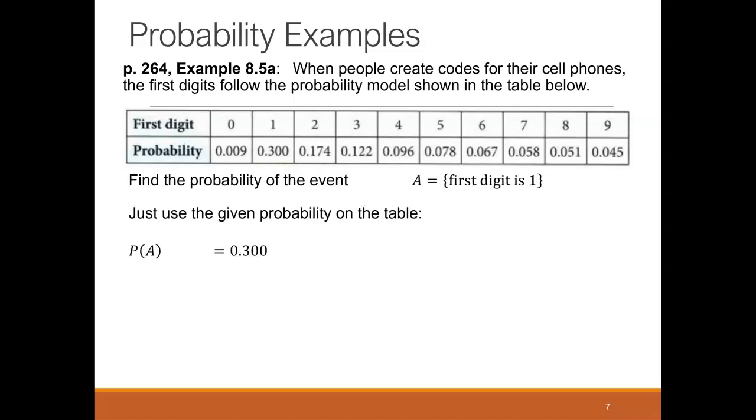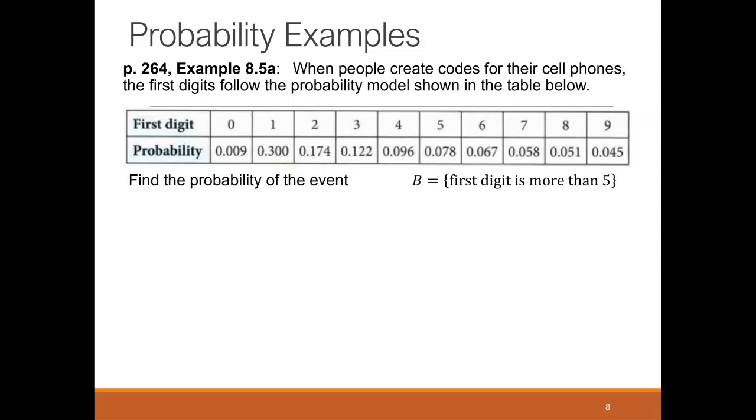Everybody's okay there? How about that the first digit is more than 5? So what outcomes are more than 5? 6, 7, 8, and 9. Are those outcomes mutually exclusive? Yes, because the first digit can't be both a 6 and a 7. That's impossible. There's only one number that can go there.